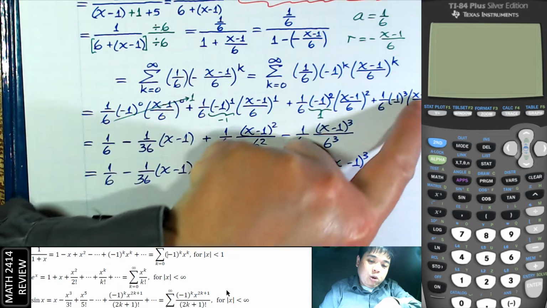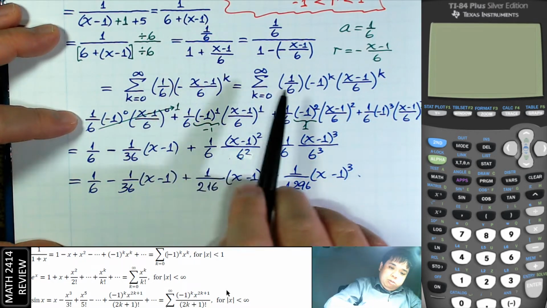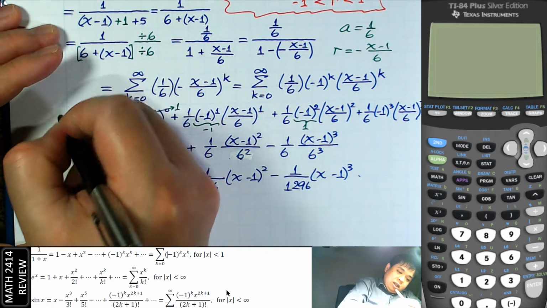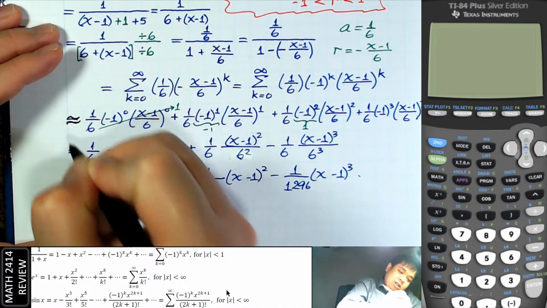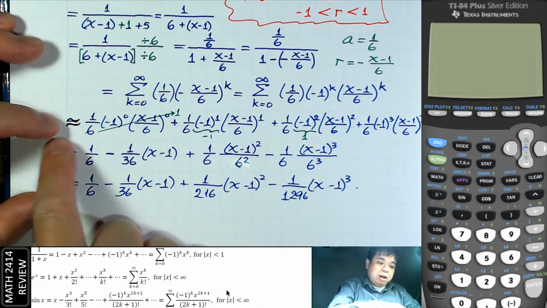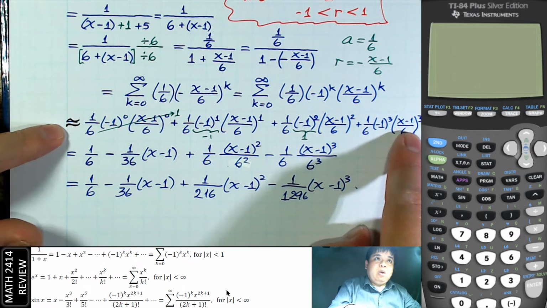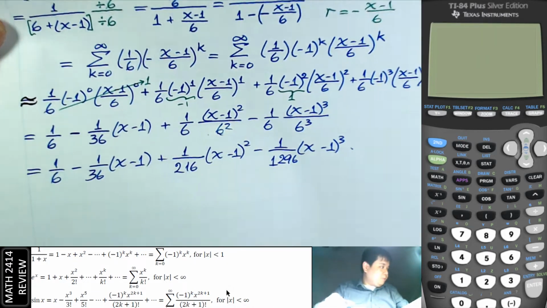But since we only go up to 3, this is not the whole series equal to. If we only write 4 terms, we're just going to say approximately equal to, because this series goes on, so for the first 4 terms we just write approximately equal to. But the bottom line is that it is still the same thing.